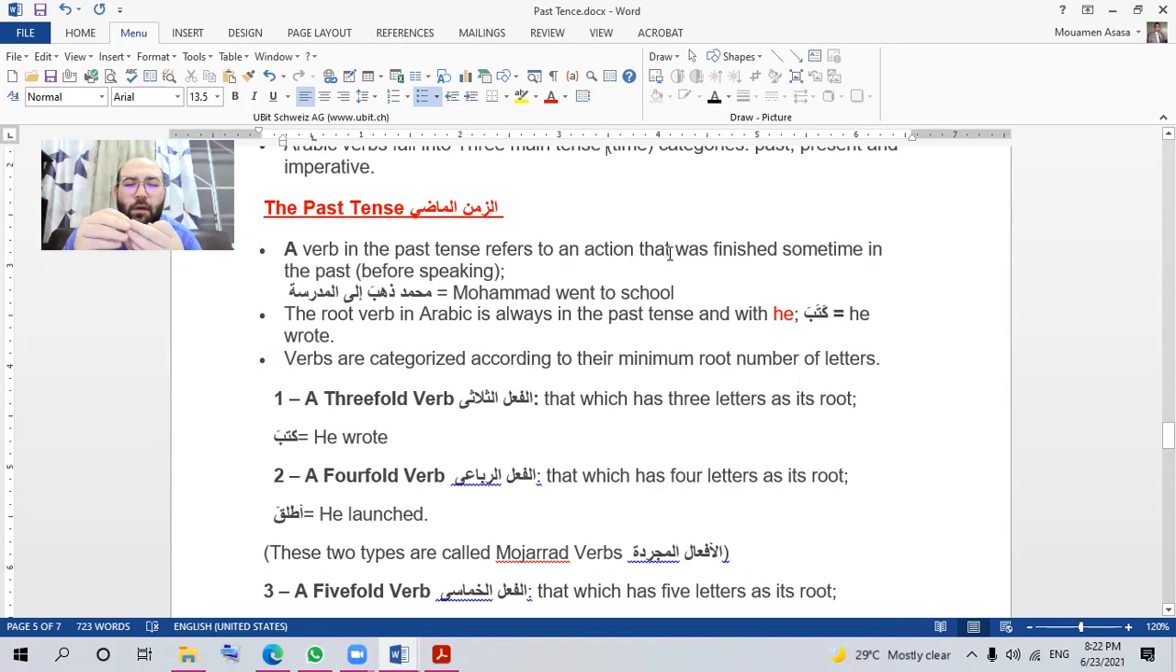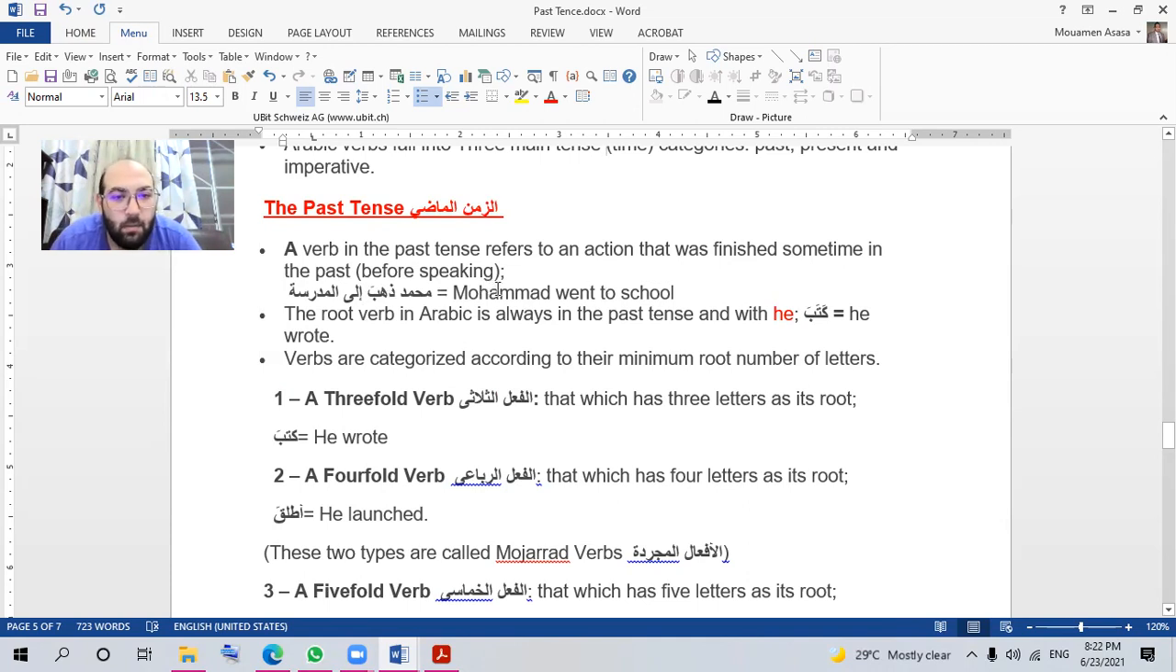If we want to refer to past perfect, we add a certain word. If we want to refer to past continuous, we add a certain word. But the Arabic language only has one tense for the past. That means there's only one time for the past. The past in Arabic is done and finished sometime in the past.